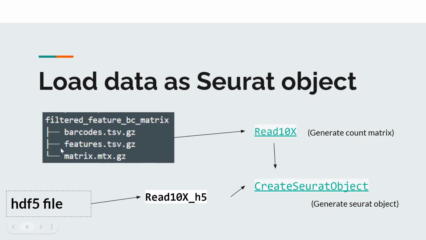We can also use the binary file. If you remember, CellRanger also outputs the same information in a binary file, an HDF file. If we are loading this file, we can use this function instead, which will convert the data to a count matrix. Then we can use the CreateSeuratObject function to convert the matrix to the object. So first we convert into a matrix, then we use the matrix to generate the Seurat object.